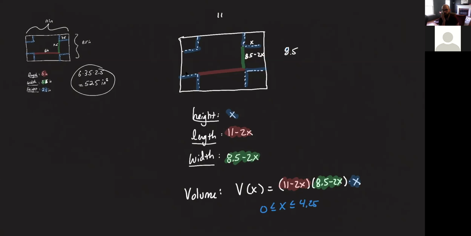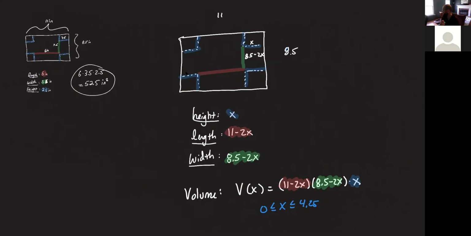So we want to make some cut. We can't make a negative cut. So 0 would mean we don't cut it at all, and then we could have some length of cut there, all the way up to half the sheet of paper. So I could cut all the way down half.